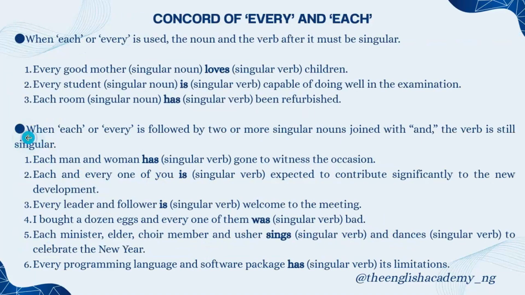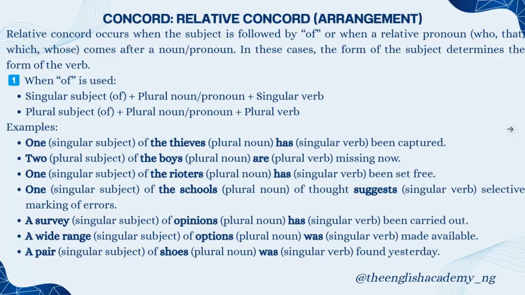So what they are saying is that when you use each and every, it must be followed by a singular noun and a singular verb. And even when you use each and every with two or more nouns joined together by "and", the verb still remains singular. The next concord we will talk about is relative concord.